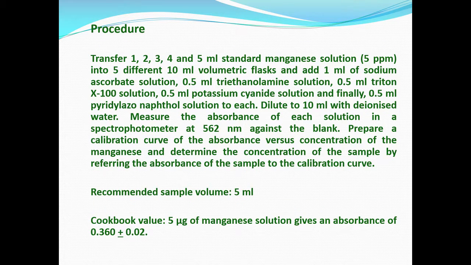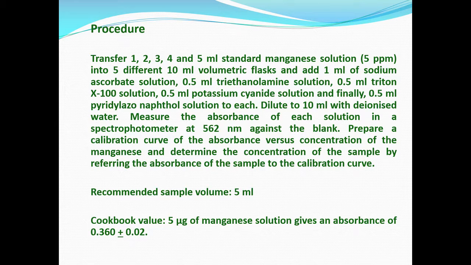And the procedure involves transfer of up to 5 ppm in a volumetric flask. You have to add sodium ascorbate to reduce the manganic to manganous, and 0.5 ml of triethanolamine and Triton X, and potassium cyanide, and finally you have to add the 4-(2-pyridylazo)naphthol solution to each, and dilute to 10 ml with deionized water.